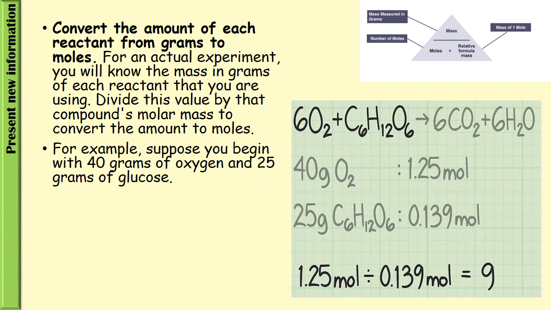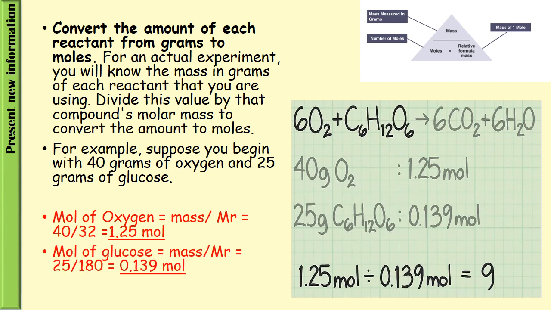So if we take, for example, 40 grams of oxygen at the beginning of the experiment and 25 grams of glucose, we can work out our moles of oxygen and our moles of glucose. So to work out the moles of oxygen, we're going to take mass divided by Mr, so that's 40 divided by 32. That gives us 1.25 moles. Then for the glucose, we're going to take the mass of 25 grams, divide it by 180, which equals 0.139 moles.